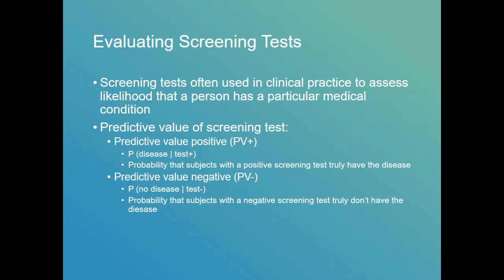Positive predictive value is the probability that someone who has a positive screening test truly has the disease, whereas negative predictive value is the probability that subjects with a negative screening test truly don't have the disease. So for these two results, you want the probability to be as close to 1 as possible.